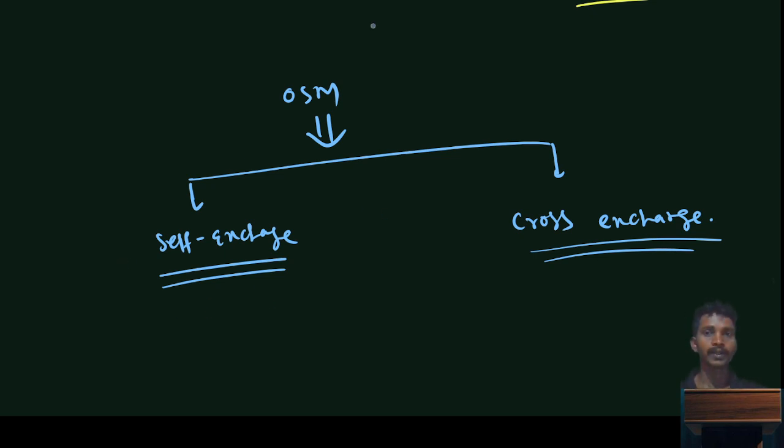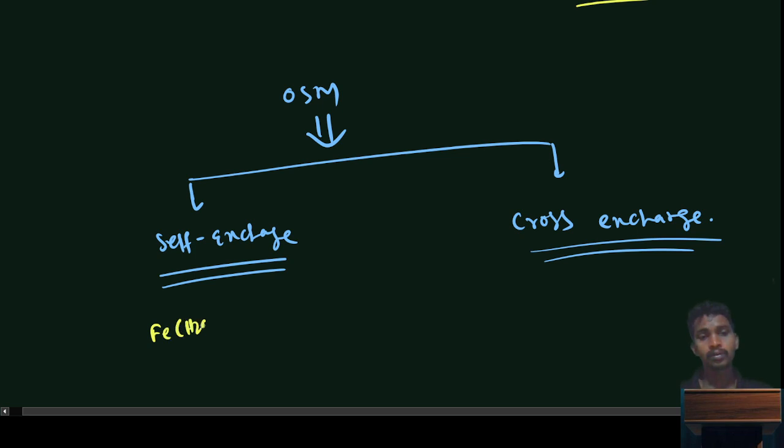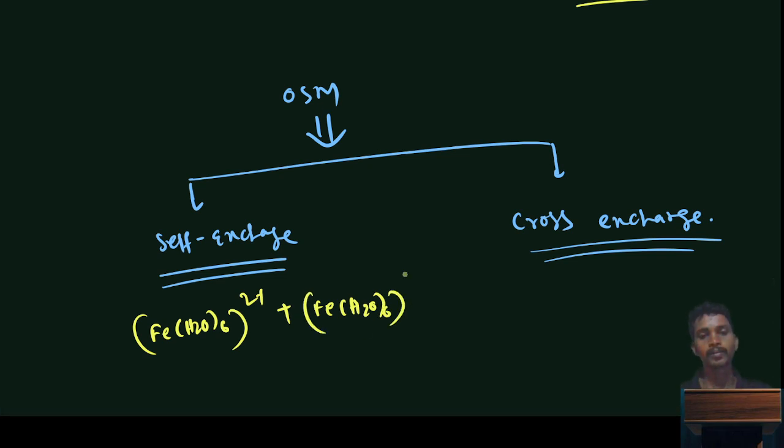Okay, so self exchange: where will it happen? Self exchange is whenever we have the same metals, like Ru(H2O)6 2+ and Ru(H2O)6 3+. With this type of same metals, self exchange will happen.